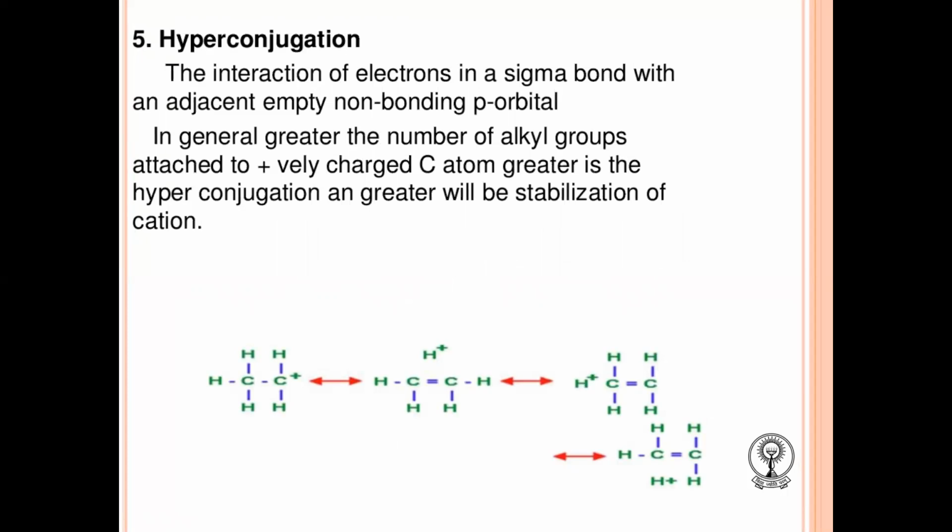Hyperconjugation. Hyperconjugation also increases the stability of carbocation. It is the interaction of electrons in a sigma bond with an adjacent empty non-bonding p orbital. In general, the greater the number of alkyl groups attached to the positively charged carbon atom, the greater is the hyperconjugation, and the greater will be the stabilization of the cation.